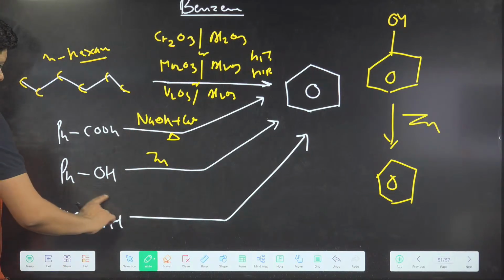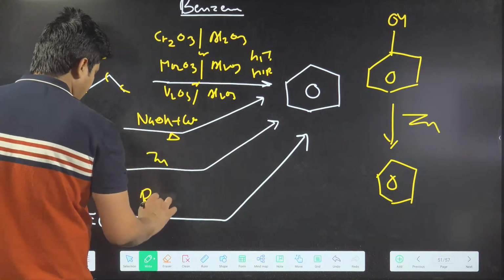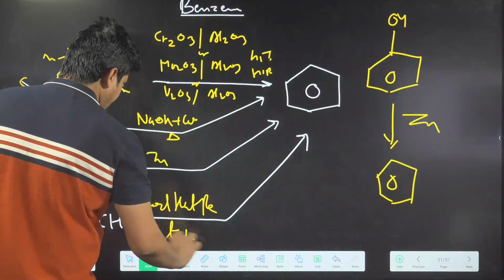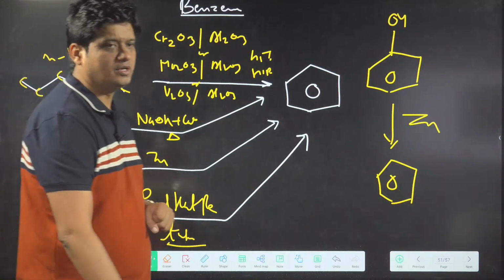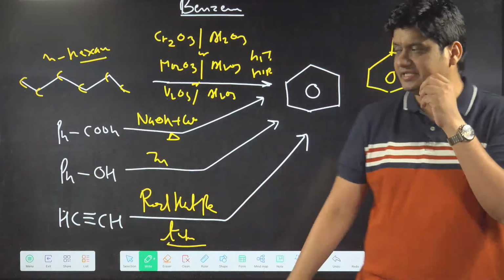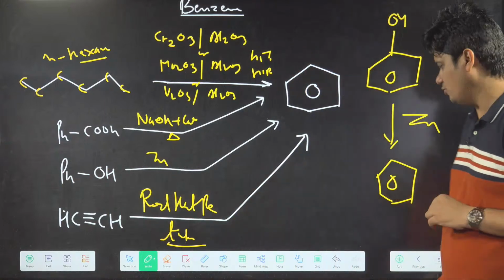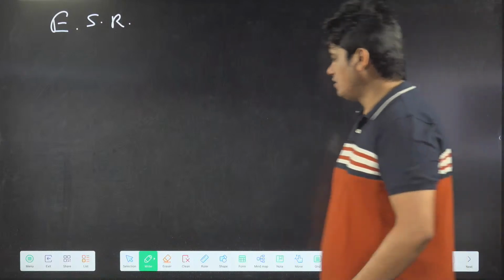And if you want to convert acetylene into benzene, we have to take a red hot Fe tube. If you want to prepare benzene from acetylene, you have to take a red hot Fe tube. These are the important reactions for preparation of benzene.